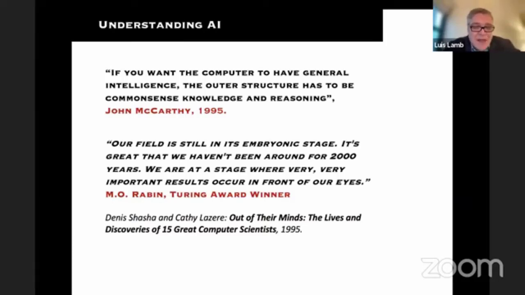And in science, we have to be very cautious about what we state, what we say, because some developments, as happened in the history of deep learning, can pay off only some decades later. And what Michael Rabin is saying here is that some very, very important results are happening in front of our eyes, and we have to be aware of how science is developing.